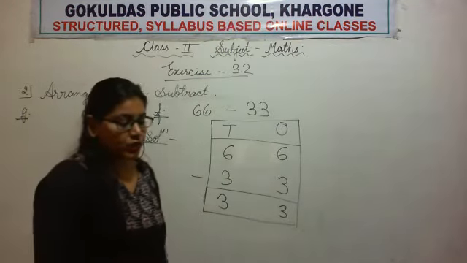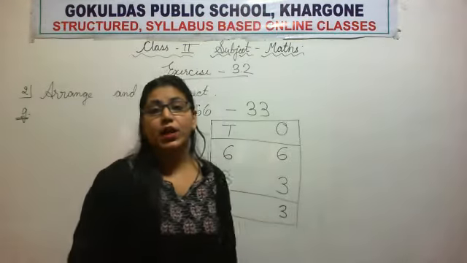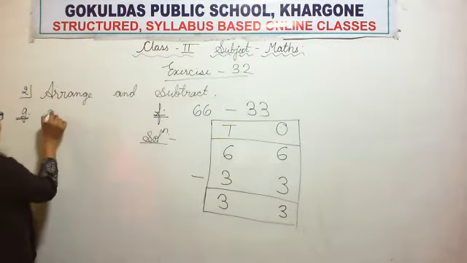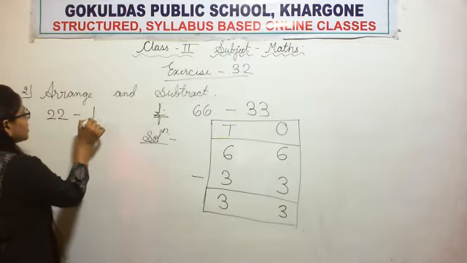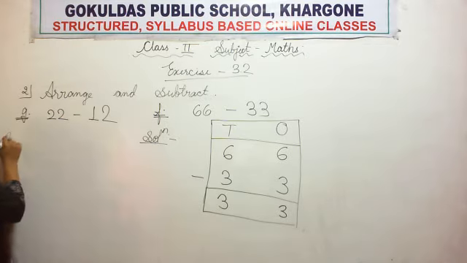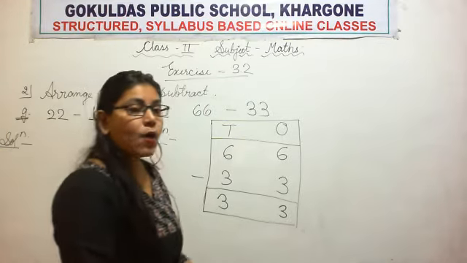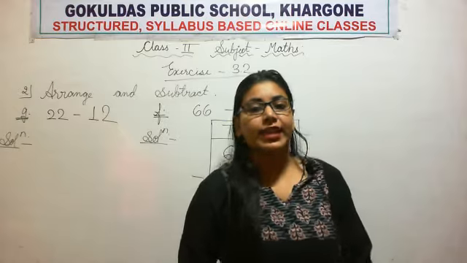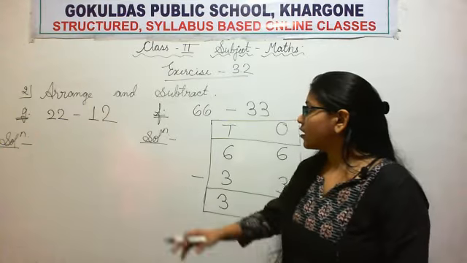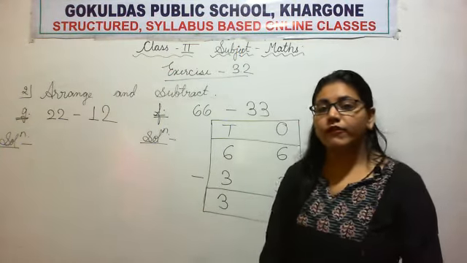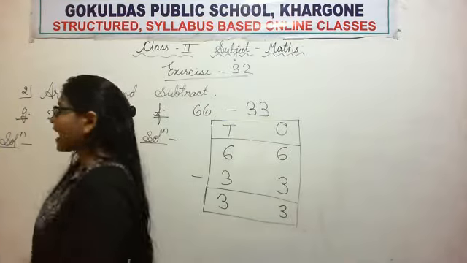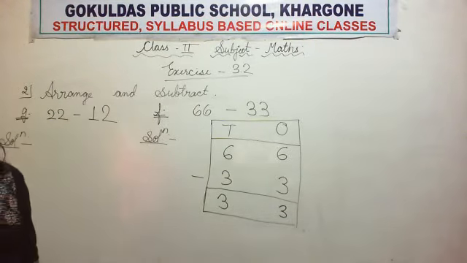Part G is 22 minus 12. Now first of all, writing of solution as we are doing solution. Now the very first step is writing tens and ones. So since 2 digits are there, we will write 2 places, that is tens and ones.